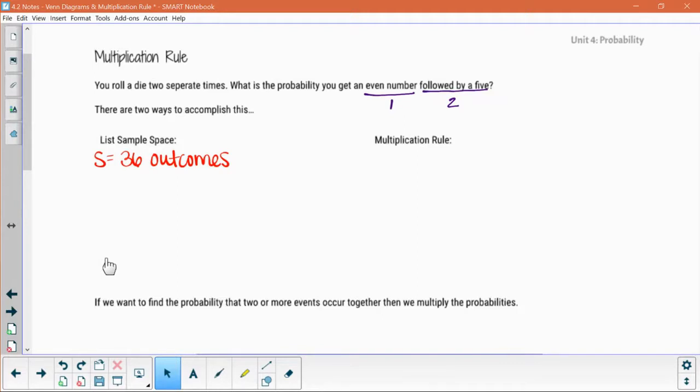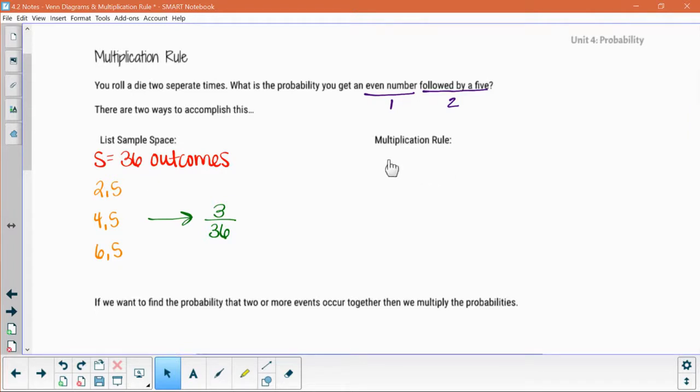And there are three instances where this occurs. If I were to roll a 2 first, then a 5, 4 first, then a 5, and a 6 first, then a 5, that gives me 3 out of 36. Now, there is technically an easier way because it may not always be as easy as dice, and you don't want to have to write out a really large sample space.